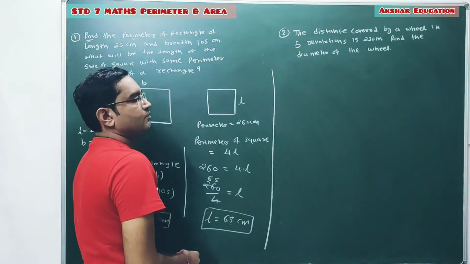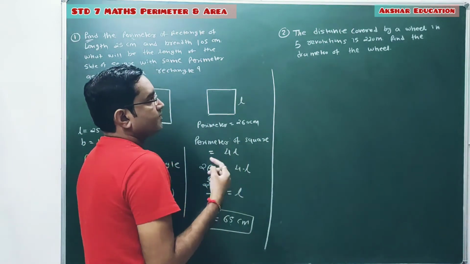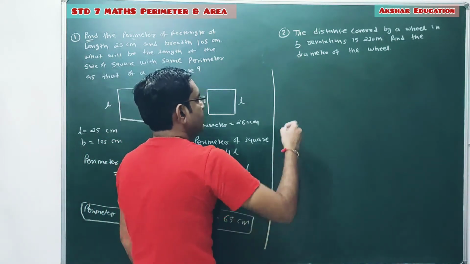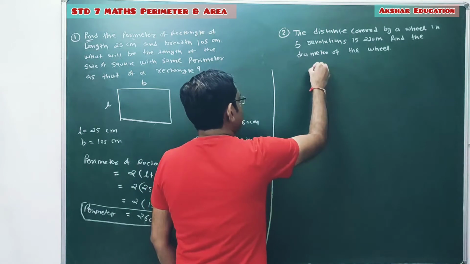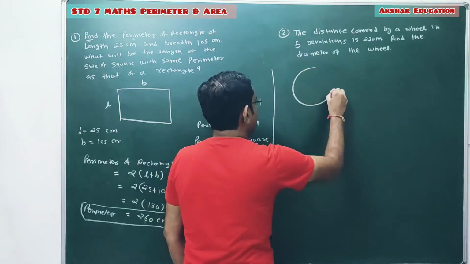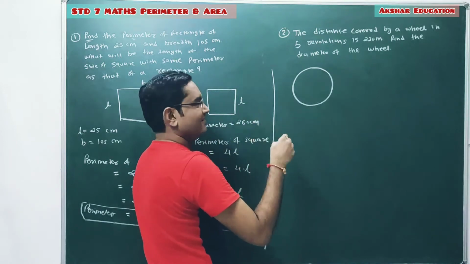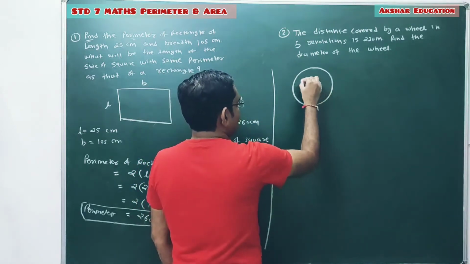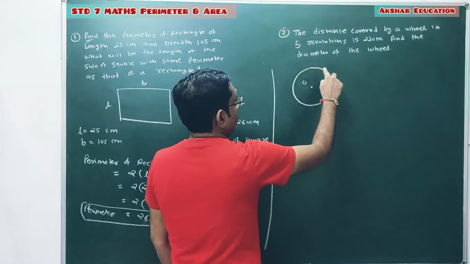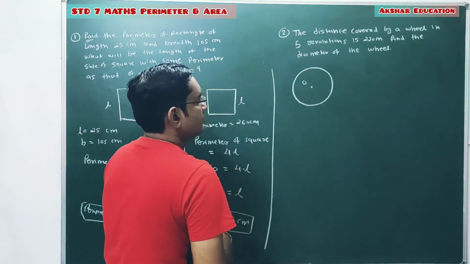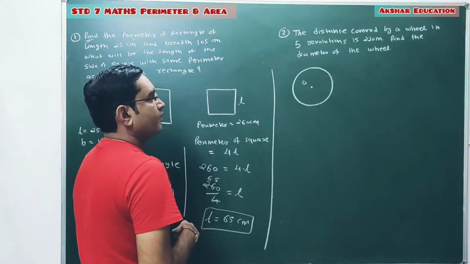Now check this question number 2. The distance covered by a wheel in 5 revolutions is 220 meter. So one wheel is there. Obviously our wheel will be in the shape of a circle. This is one circle, and this is the center of the circle. So in 5 revolutions the distance covered by this wheel is 220 meter.